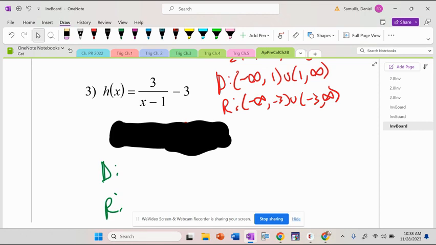Hopefully we do well on this. First hour did pretty well. Second hour, not so much on this one, but then they did better on the next one.